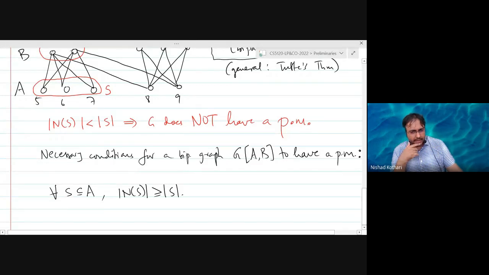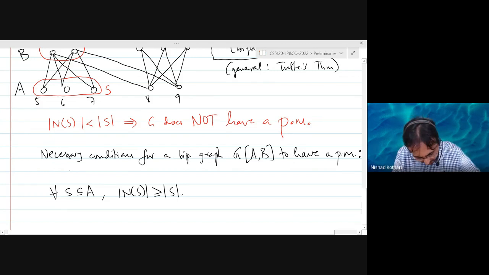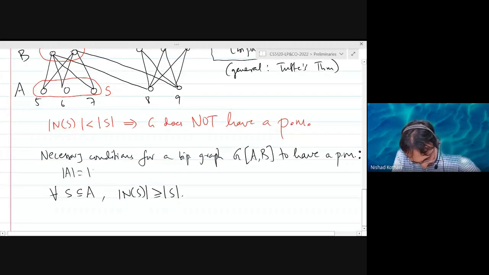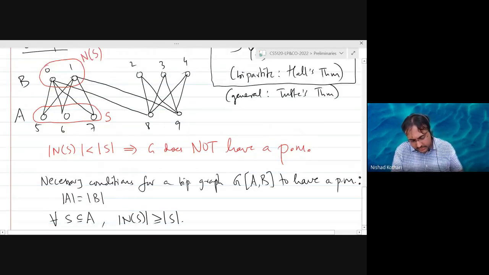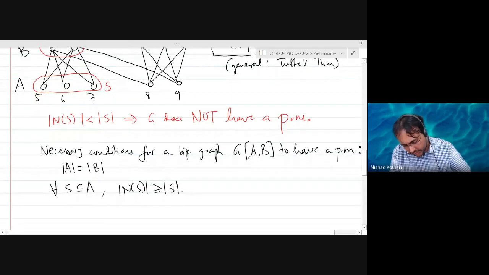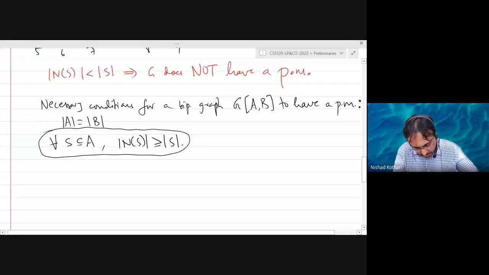What about the size of A and B? Do we need some condition for them? They should both have the same cardinality, right? Because each vertex of A is matched to a vertex of B and vice versa. So clearly the number of vertices in A has to be equal to the number of vertices in B. So these are necessary conditions, and Hall's theorem says that these are actually sufficient conditions. In fact, I like to focus on the second condition because that is the most important one.